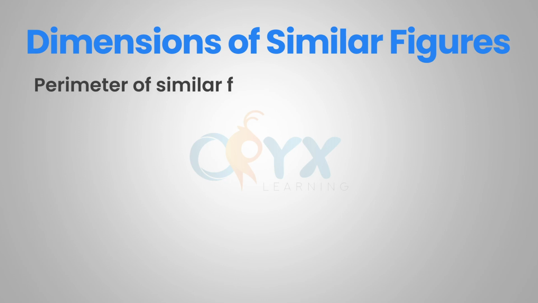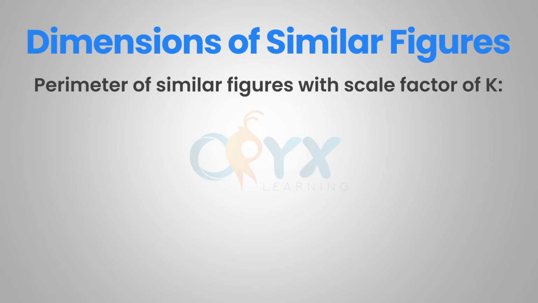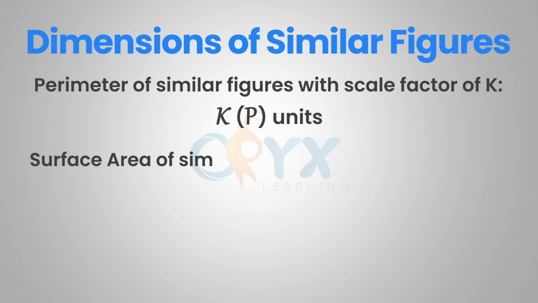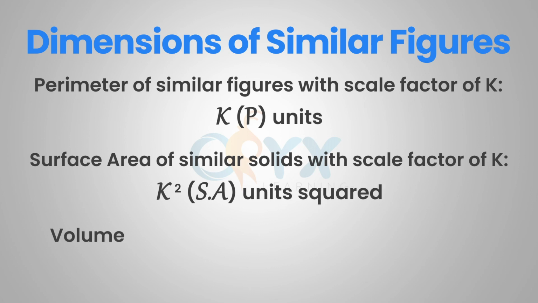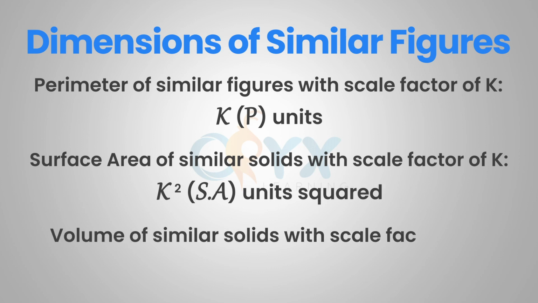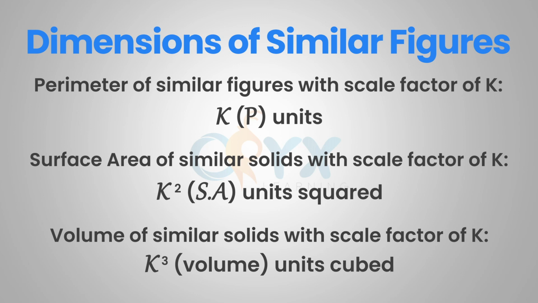The perimeter of similar figures with scale factor of k is k times p units. The surface area of similar solids with scale factor of k is k squared times the surface area, SA, units squared. The volume of similar solids with scale factor of k is k to the third times the volume, units cubed.